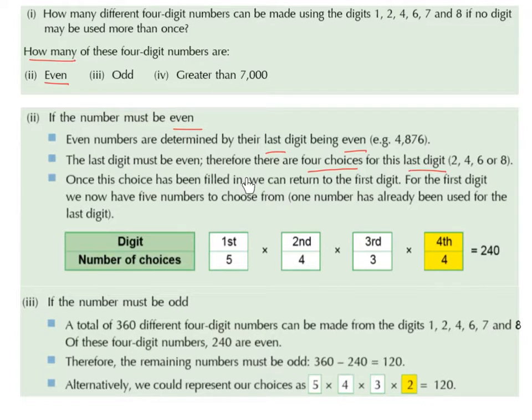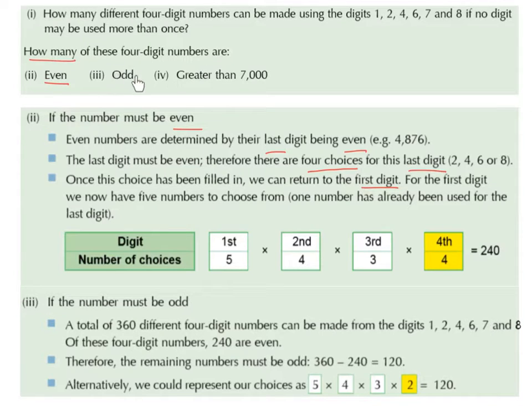Once this choice has been filled in, we can return to the first digit. For the first digit, we now have 5 numbers to choose from, because one number has already been used for the last digit. So remember, we have 6 digits to use. We've already used 1 for the last digit. So 6 minus 1 leaves us with 5 digits left for the first digit. Once we've used one of them, we then have 4 digits left for the second and 3 digits left for the third. So 5 multiplied by 4 multiplied by 3 multiplied by 4 is 240. So there are 240 4-digit numbers that are even.